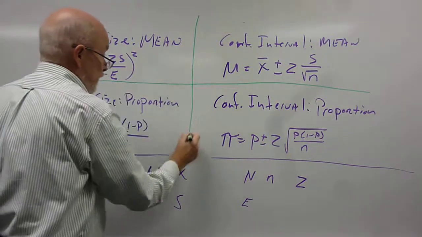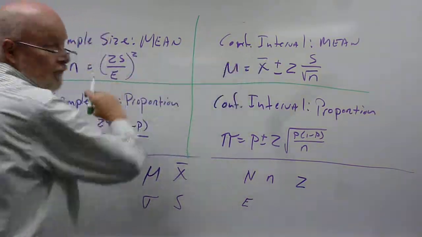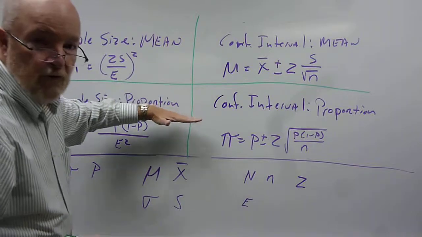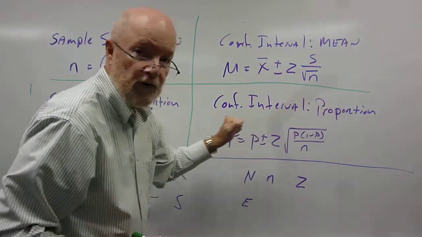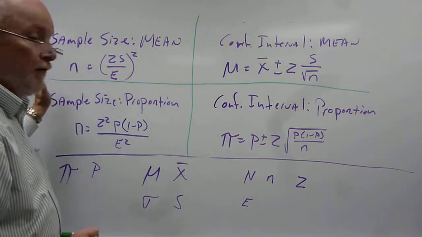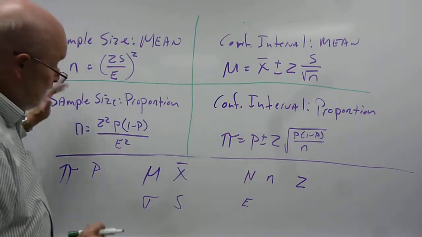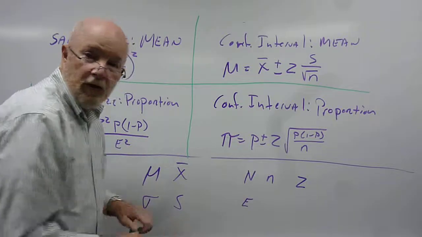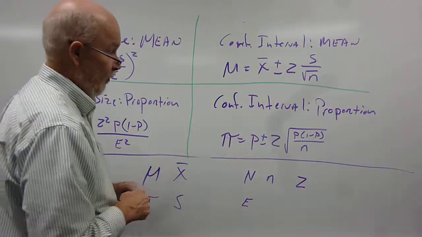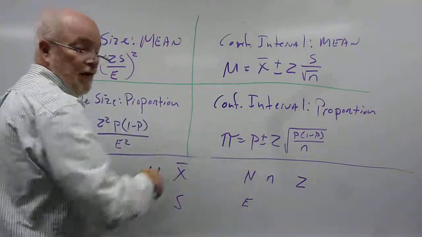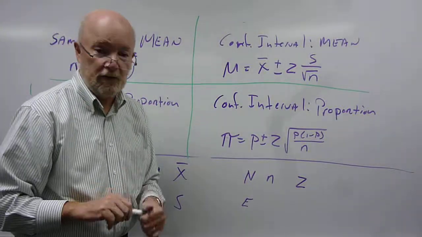So what we end up with is two formulas for the means, two formulas for the proportions, two formulas for confidence intervals, and two formulas for sample size, and we have these variables. And that's all there is to it. The challenge is to remember which formula is the correct formula, and this little diagram here should give you a hint when you're trying to solve these problems.